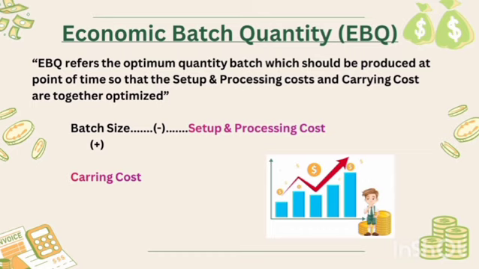So batch size and carrying cost are positively related. If batch size increases, then carrying cost also increases. If batch size decreases, then carrying cost also decreases. And batch size and setup and processing cost are negatively related. If batch size increases, setup and processing cost decreases.